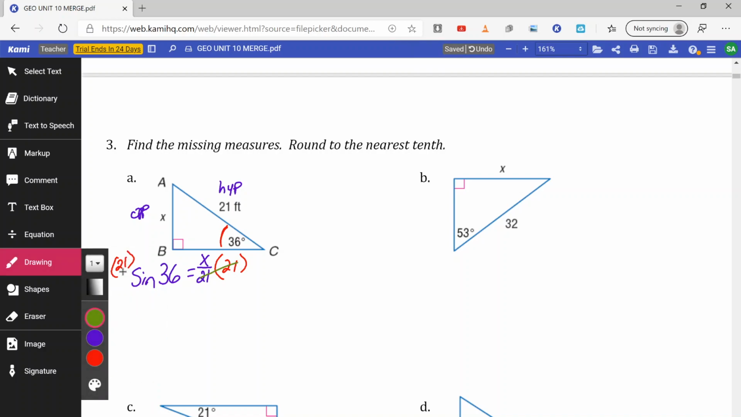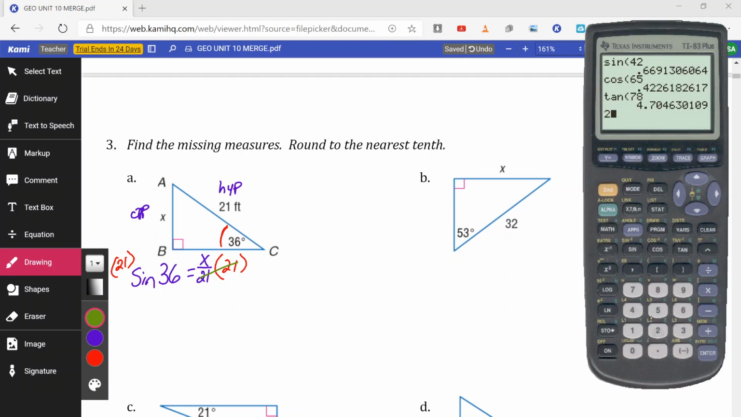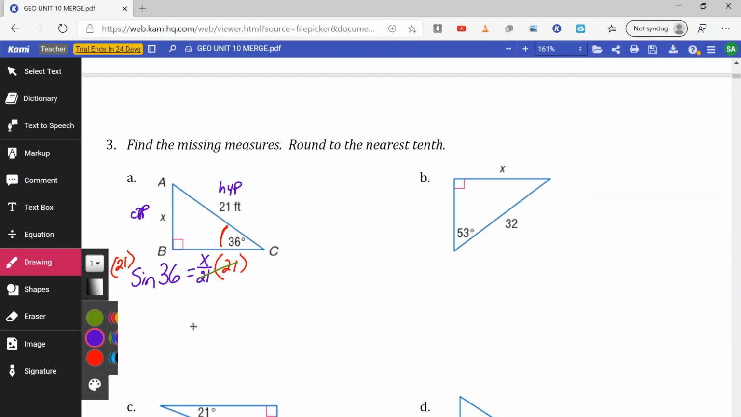So what I have here is 21 times sine of 36. So that's all we'll do. 21 times the sine of 36 gives us 12.3434903. So we'll just round to the nearest tenth, so 12.3 equals x.